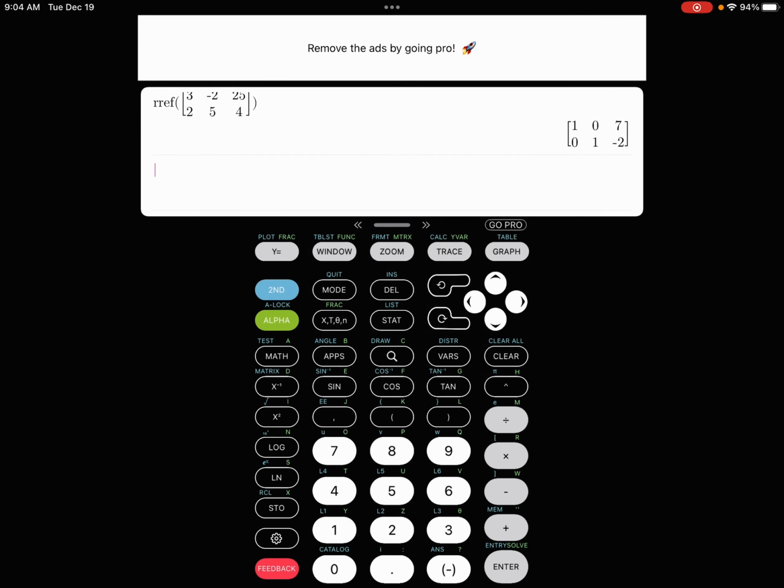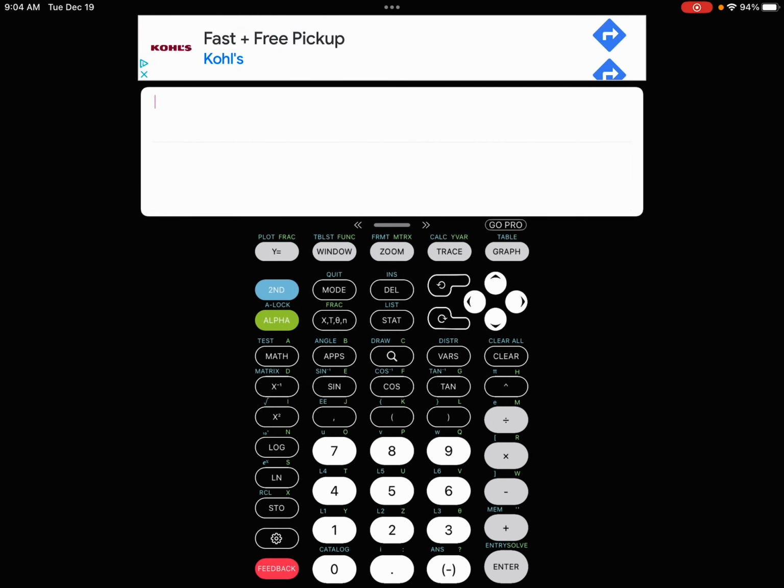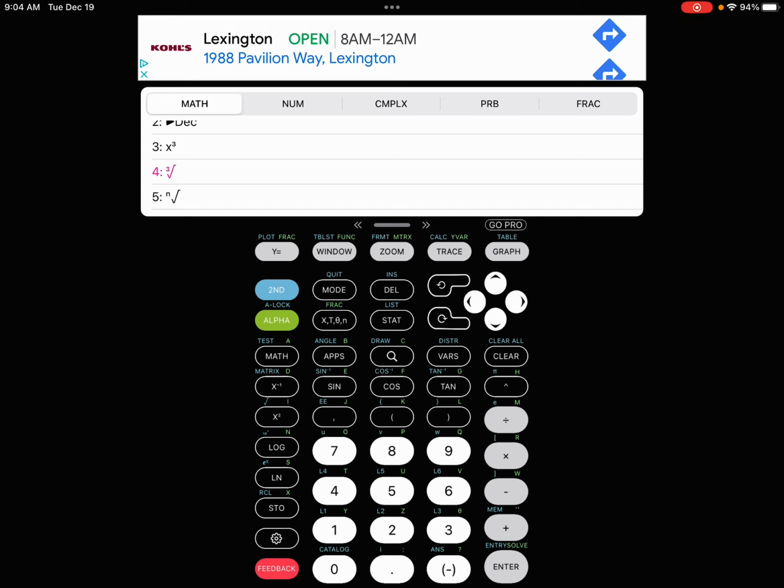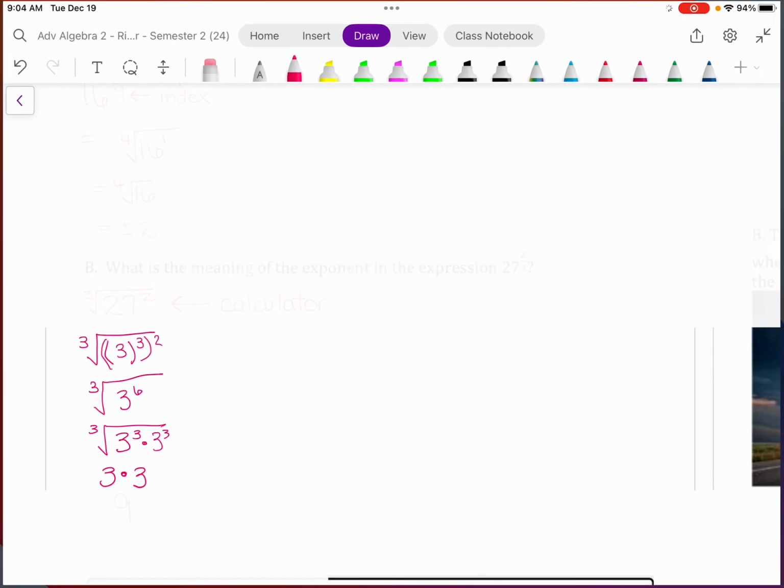Haven't had that open in a while. On your graphing calculator, if you hit Math and you scroll down, you'll see 2. You'll see a cube root one, and then you'll see the nth root one. Both of those work. Okay, and so that is all about, well, actually, let's do one more because this should only take 2 seconds.